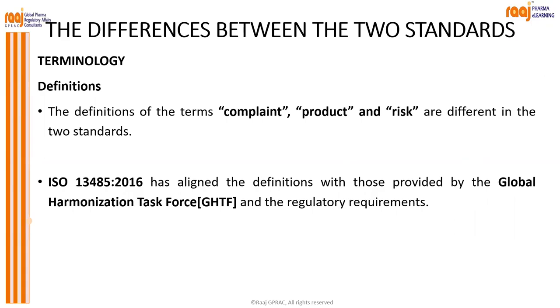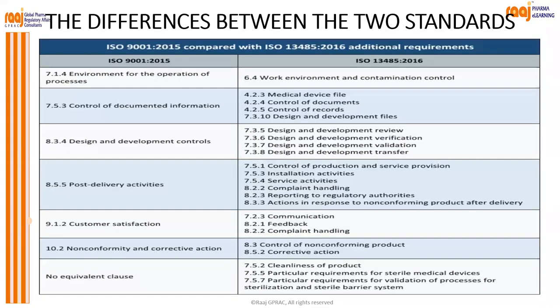Then there are some definitions. Terms like complaint, product, and risk are different in the two standards. ISO 13485 has aligned the definitions with those provided by the Global Harmonization Task Force, that is GHTF, and the regulatory requirements. So here I will give some time to read this chart. You can see the comparison between ISO 9001:2015 and ISO 13485:2016, clause-wise, the similarities and the differences. You can just read.